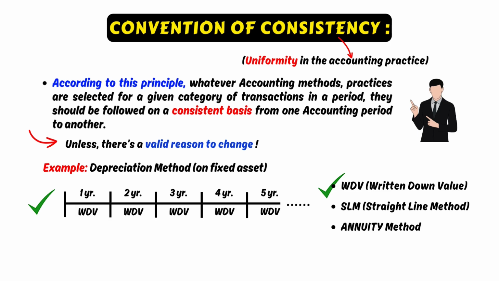On the other hand, if you use WDV in first year, SLM in the second year, annuity method in the third year, and some other method in the fourth year, and so on, then you are doing completely wrong because you are not following the consistency principle.